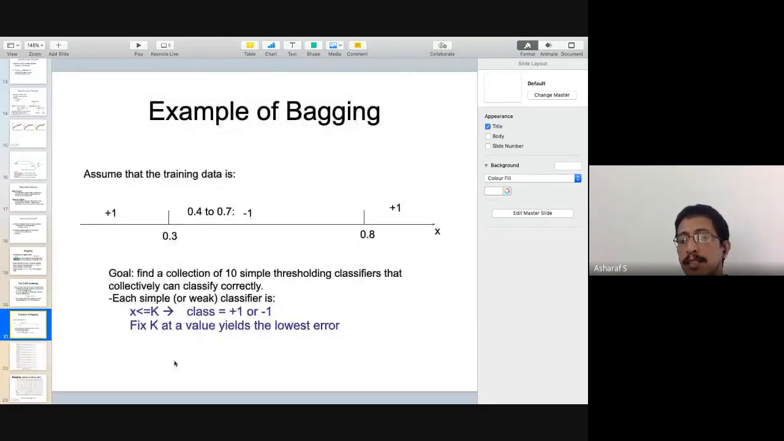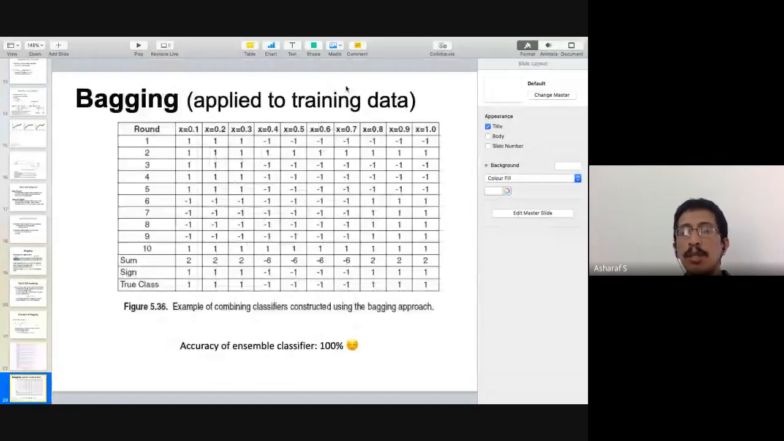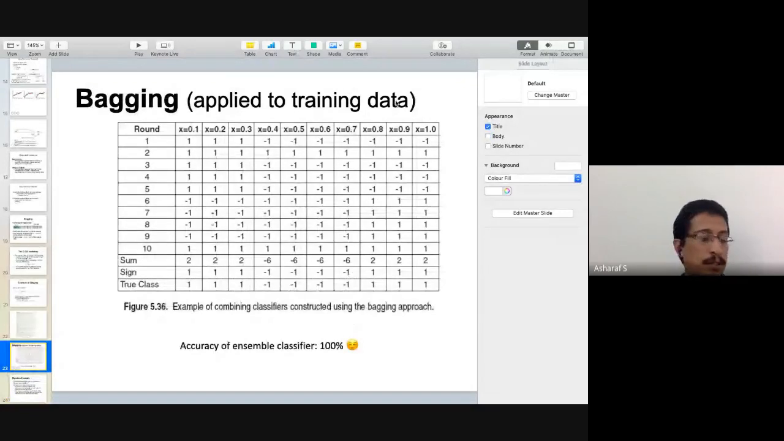Fix k in that threshold in such a way that for your current training data, this is the training data for the first classifier, you put the threshold in such a way that the majority of the points are correctly classified. That's what it is. And if you do it, you can see that this classifier gives you 100% accuracy.